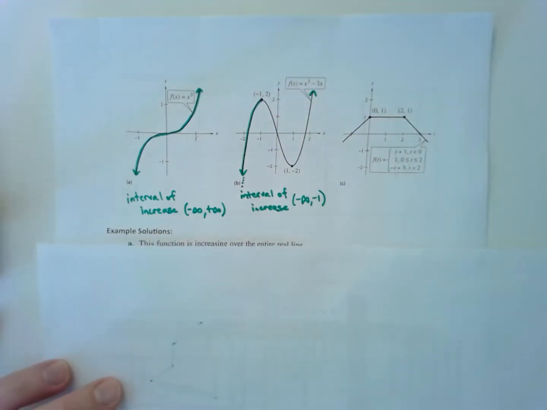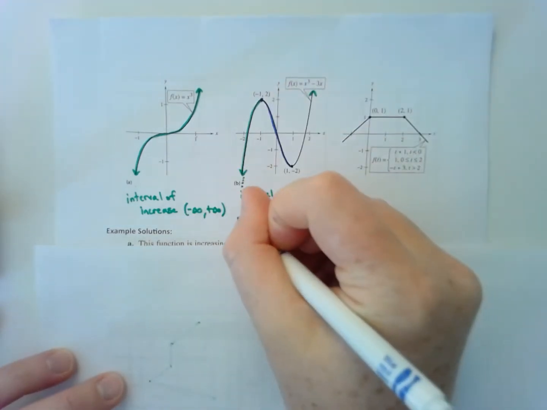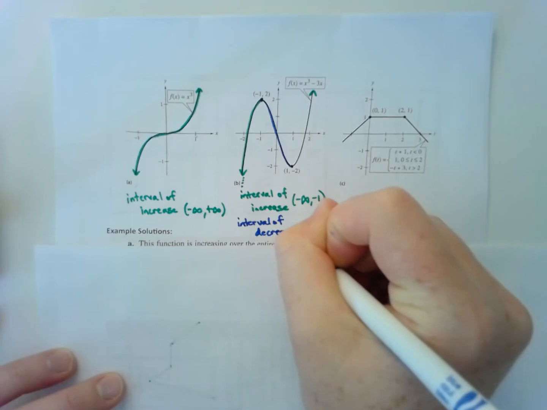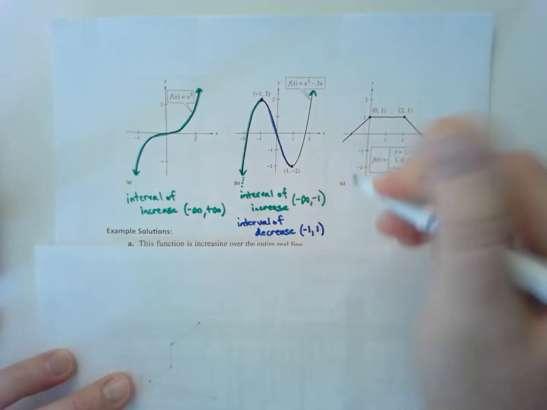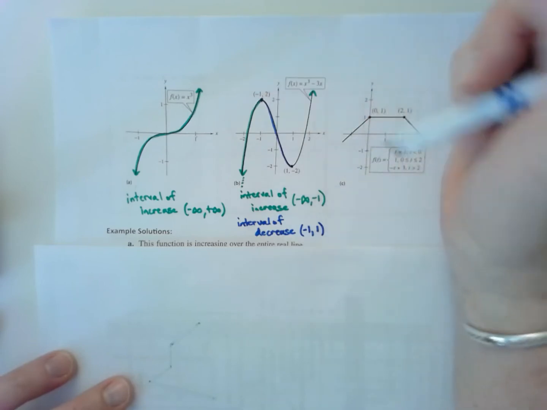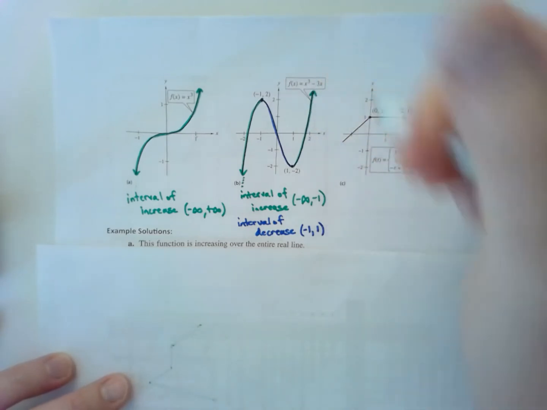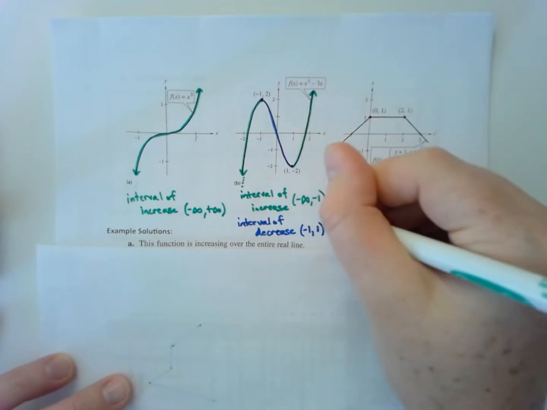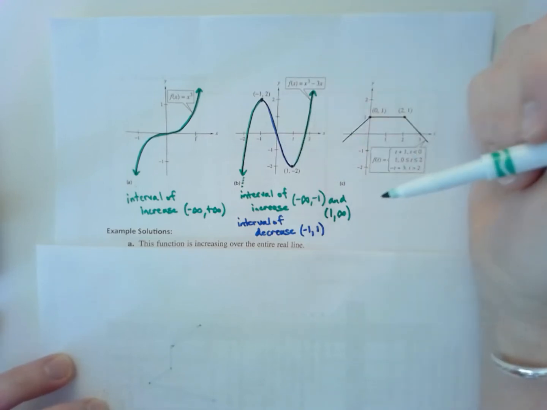And so for that next interval, at negative 1, it starts to then decrease. So we would say an interval of decrease went from negative 1 to positive 1. But we always use parentheses because at those points it's going to change direction. So like neither one's going to claim that value. Then at 1, it goes back to increasing again. And so we could put, and it's also increasing from 1 to infinity. So this one had two intervals of increase and one interval of decrease.